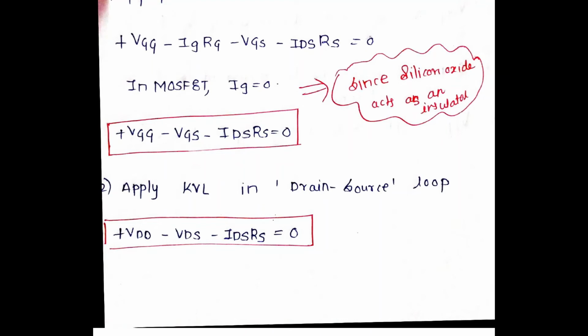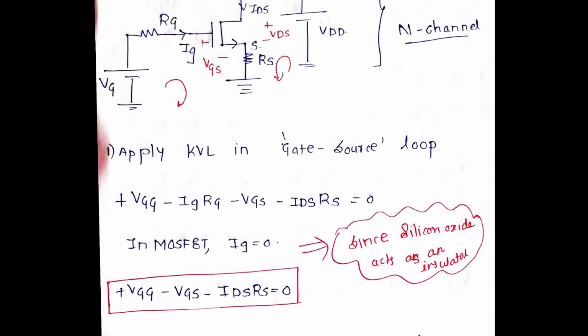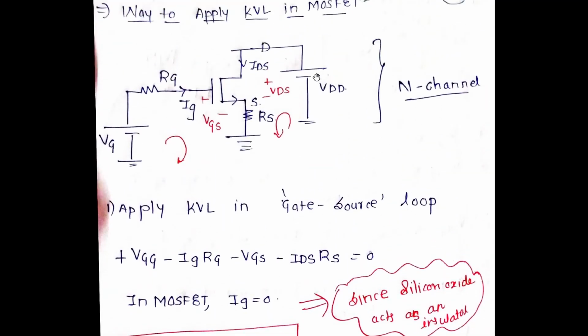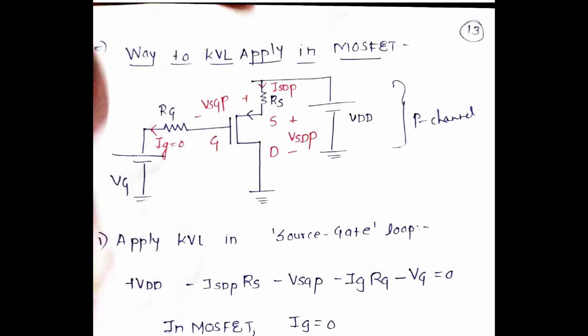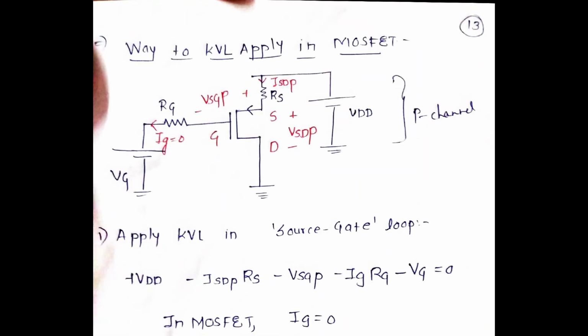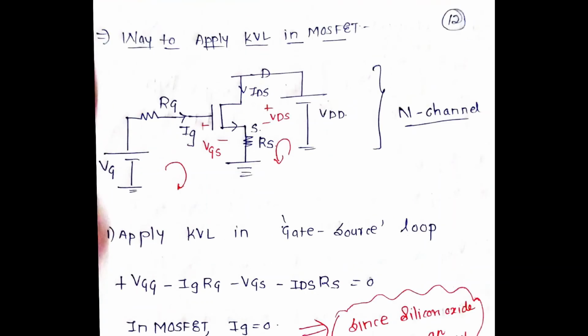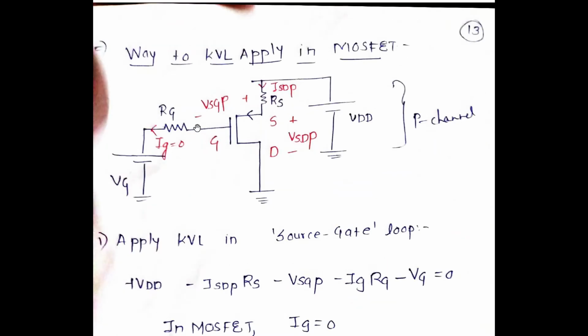Next, again in case of your drain to source voltage, we have plus VDD, then we have minus VDS, and minus of IDS into Rs is equal to 0. Similarly, if you see a P-channel MOSFET, how do I identify an N-channel MOSFET and a P-channel MOSFET? In case of N-channel, the arrow is outward. In case of a P-channel, the arrow is inward.